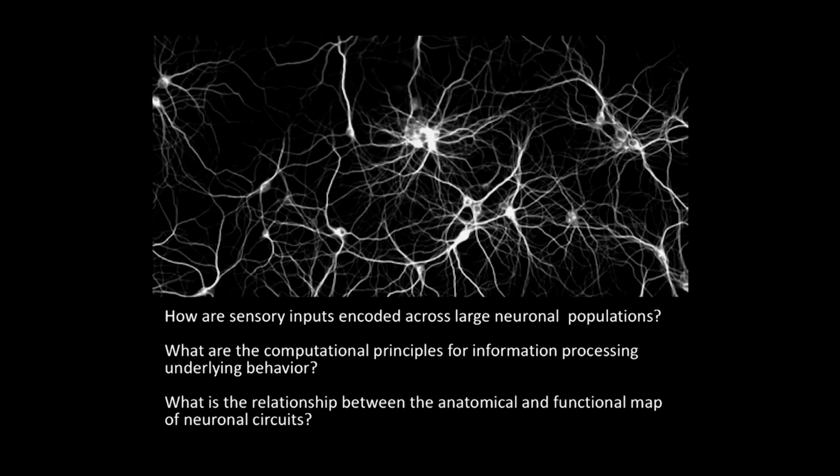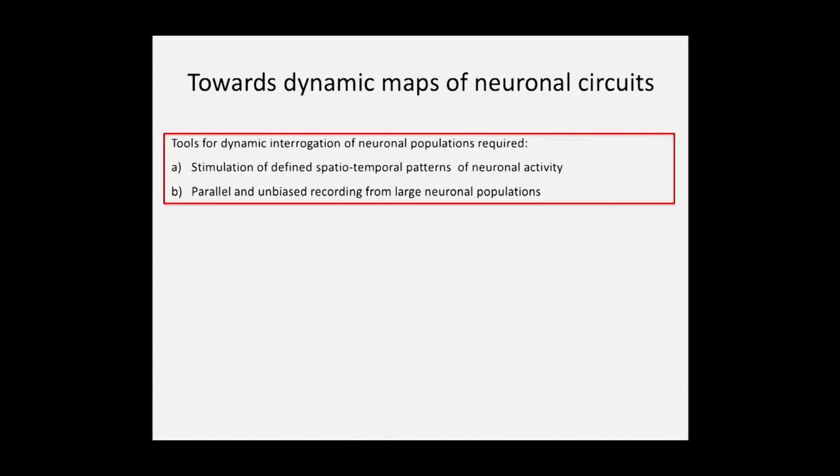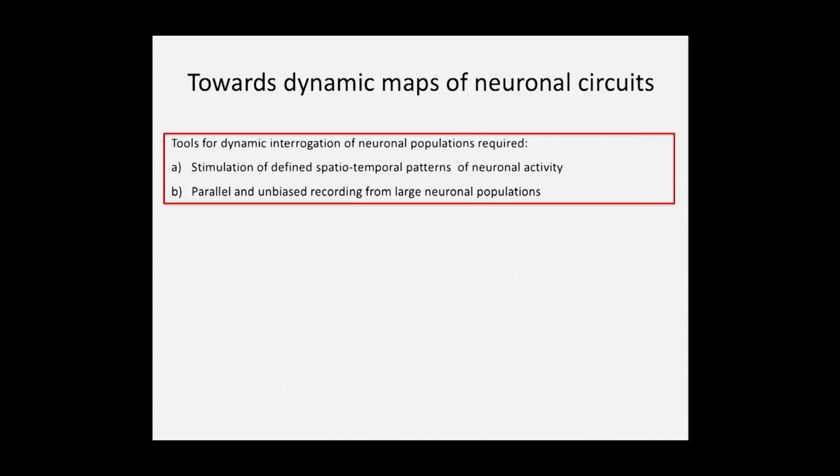So that is really the motivation for us, why we want to move towards functional maps of neuronal circuits. And in particular, what is necessary here is that we need tools that allow us to do 2 things. On one hand, we want to be able to stimulate defined spatial-temporal patterns of activity in a genetically identical set of neurons, and combine that with a parallel and unbiased recording from an entire population while we are doing that.